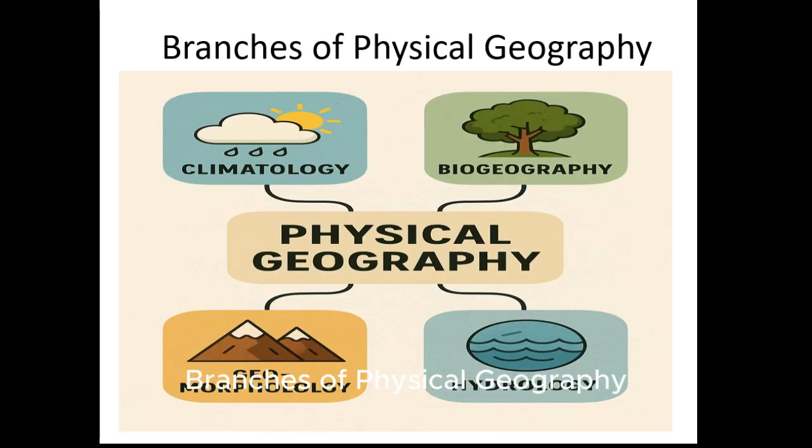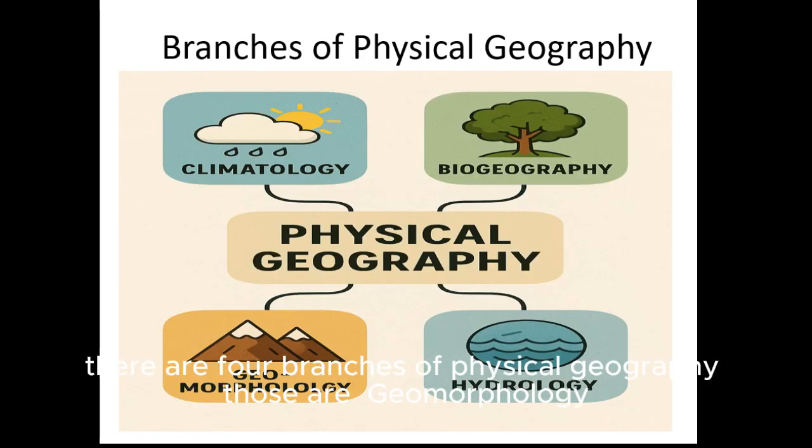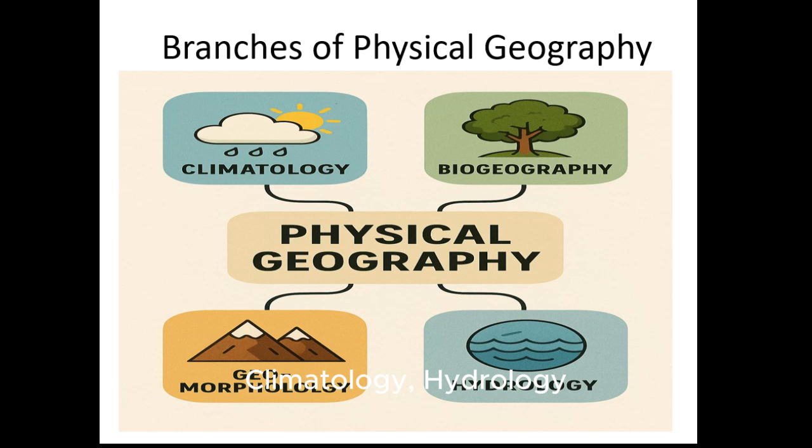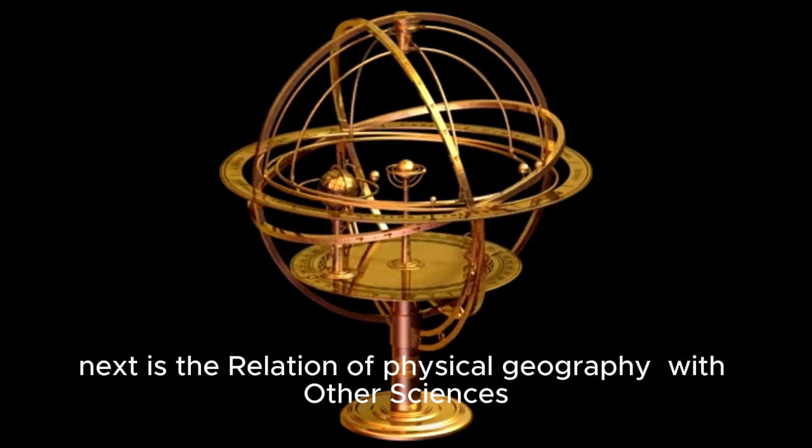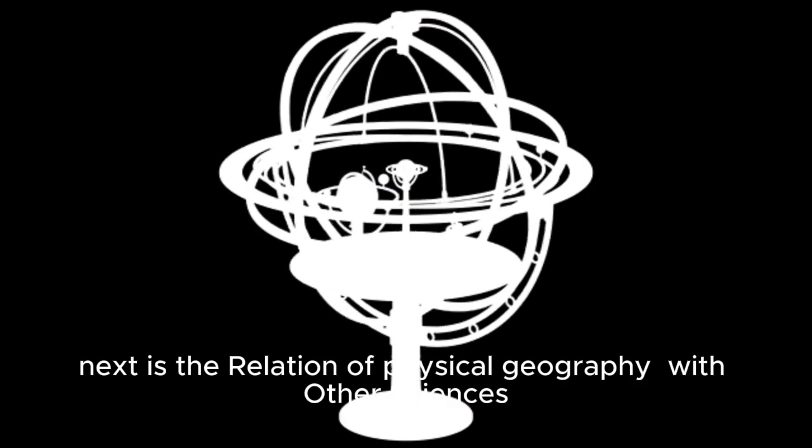Now we will see branches of physical geography. There are 4 branches of physical geography. Those are climatology, hydrology, biogeography, soil geography. These are the branches of physical geography. Next is the relation of physical geography with other sciences.